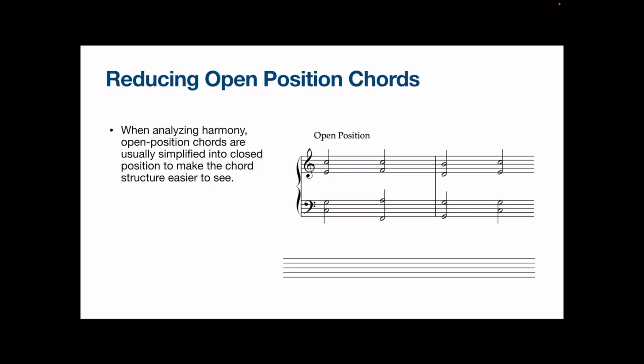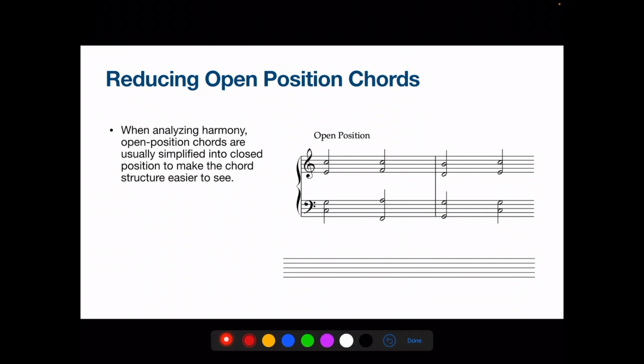So let's do a few exercises, and the exercise is about reducing open position chords into closed position. Let me first read what's on the slide. When analyzing harmony, open position chords are usually simplified into closed position to make the chord structure easier to see. What I would always do is just write out the letter names, especially if you're new to music. So just go, hey, this is C, this is G, E, and C. Oh, you can already see it's being doubled, right?